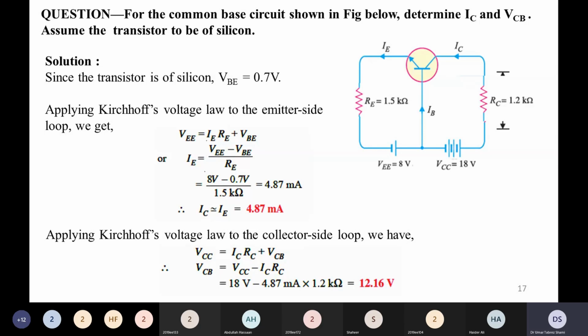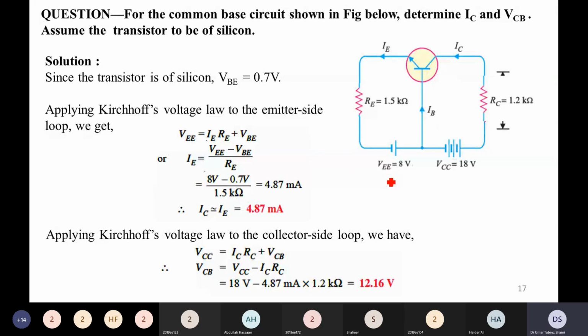This example is in the case for common base configuration. The question statement is, for the common base circuit shown in the figure below, determine IC and determine VCB. Assume the transistor to be of silicon. So what we have to find in this numerical example is the collector current and the collector-base voltage. So let us look at the diagram.